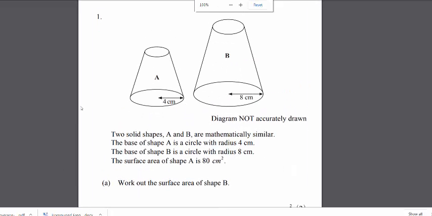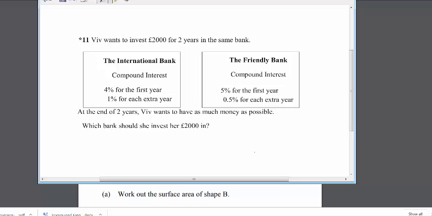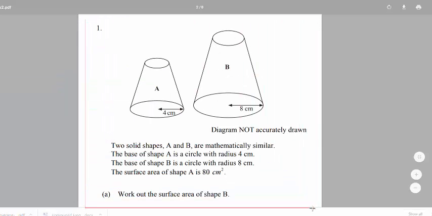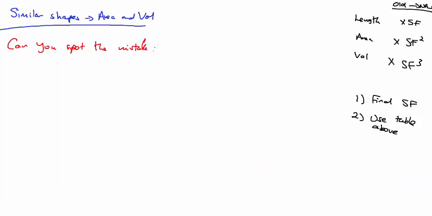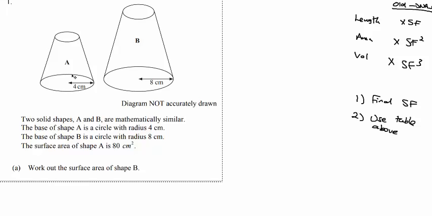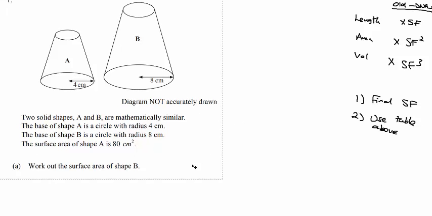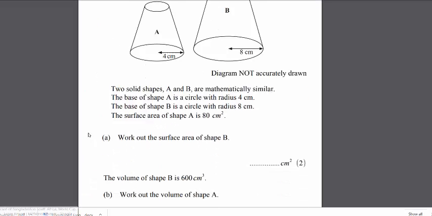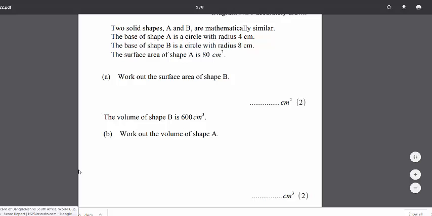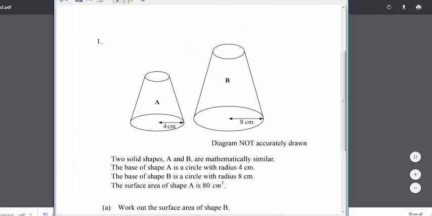So let's have a look at something like this. We can look at all the different types of questions which come along with it. Imagine we've got that question, so you're given two shapes. Let's get the other questions in there as well, and then there's part 2 here.